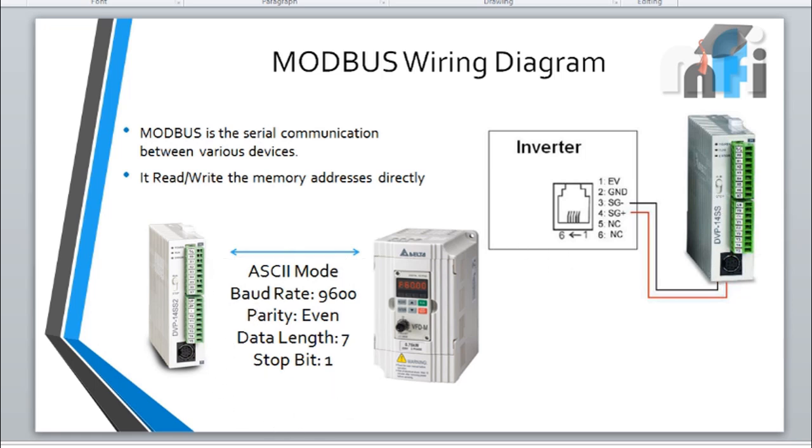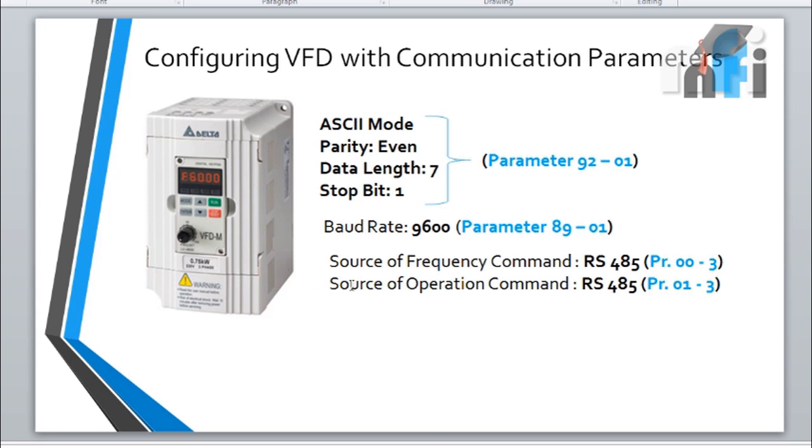So now next is how to set these parameters. Configuring the VFD with communication parameters: in the VFD there is parameter number 92, and if you set 01 in 92, it will put this drive in that mode, with parity even, data length 7, stop bit 1. That setting depends on different drives. In some Allen Bradley and Siemens drives there will be different parameters, but they surely exist there.